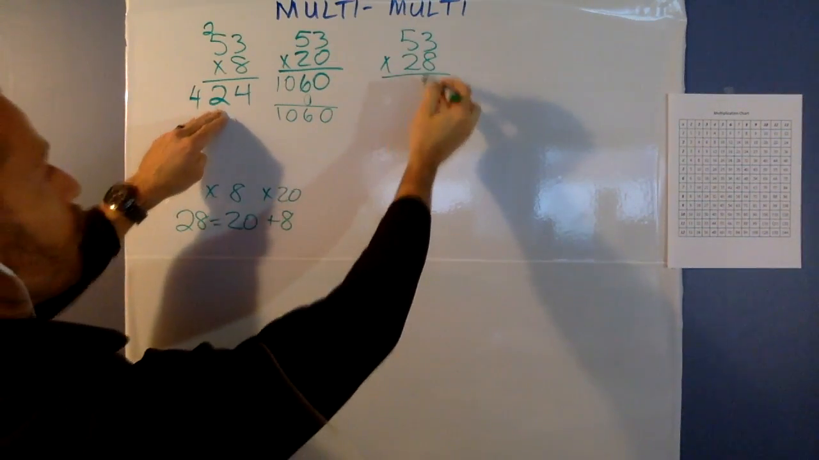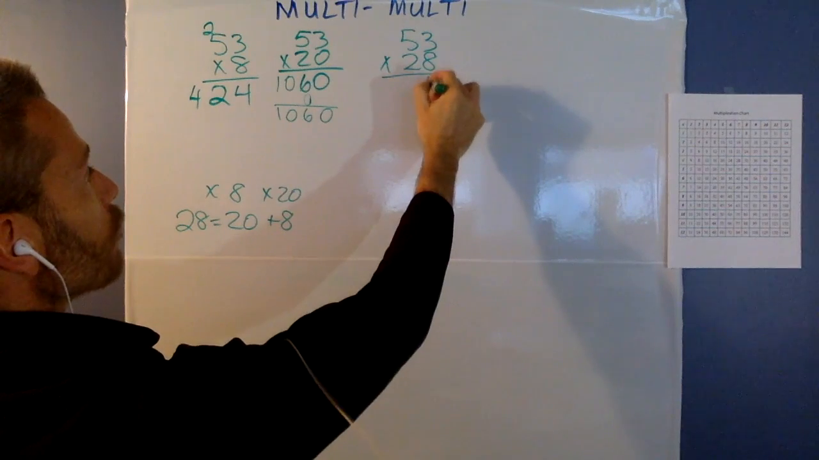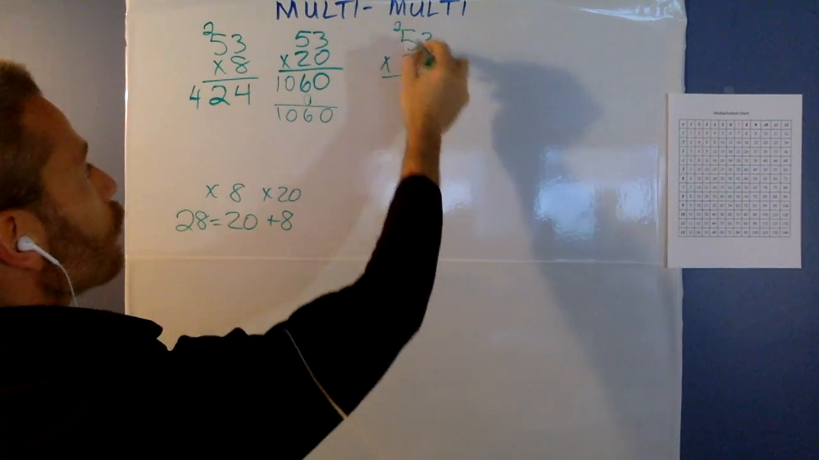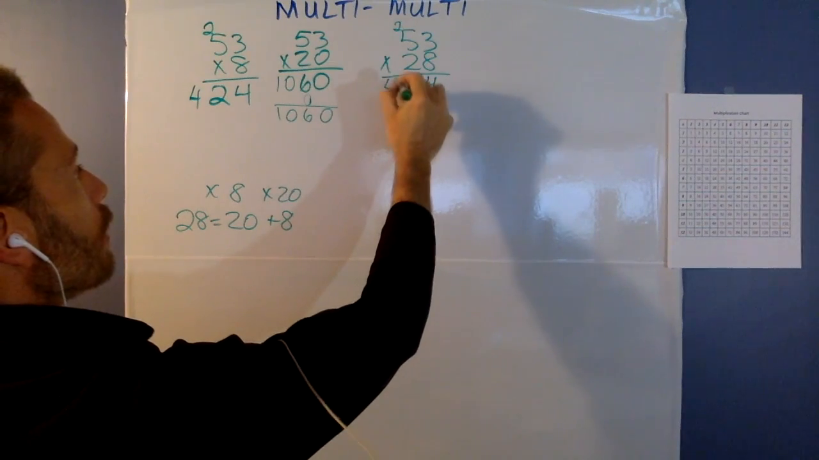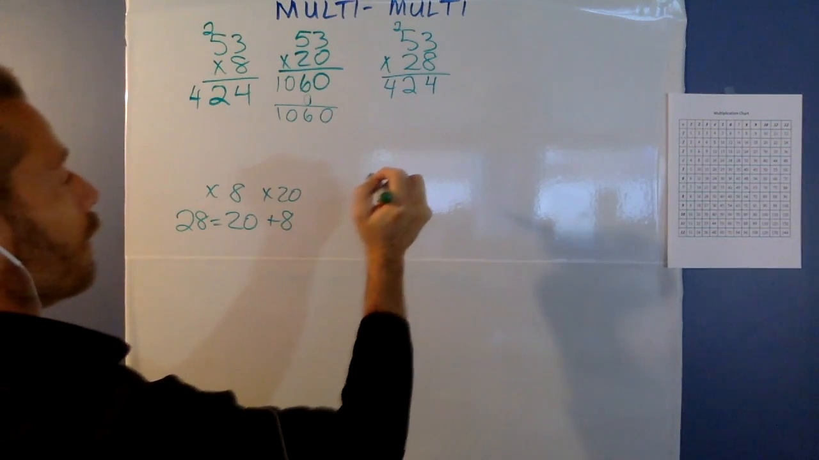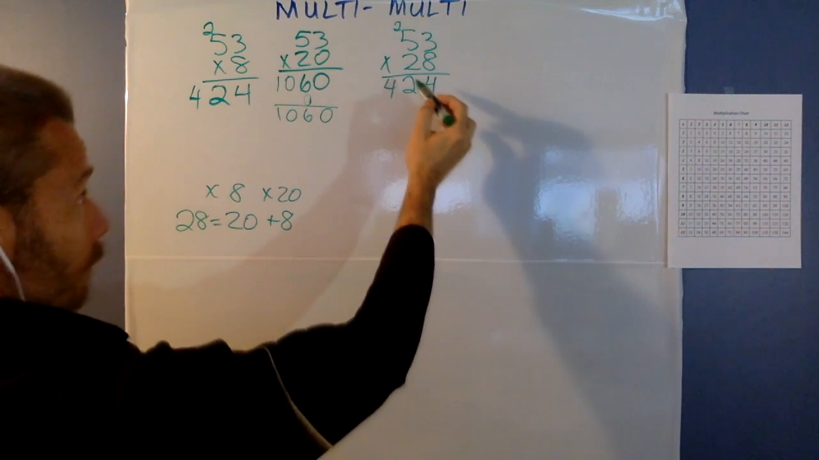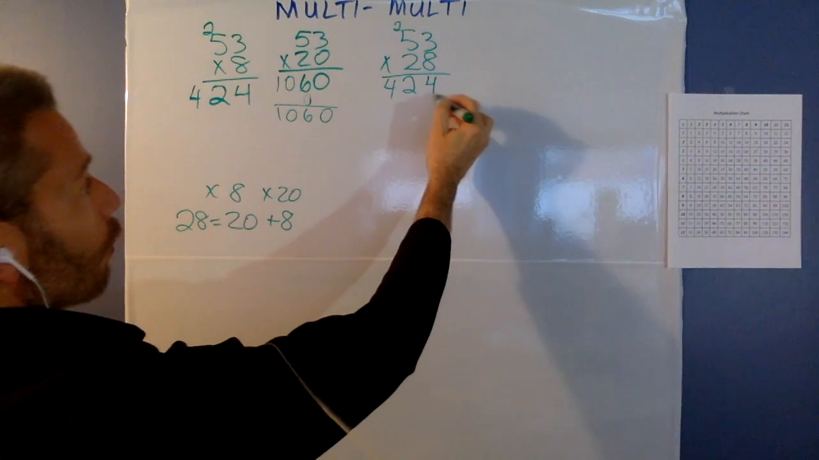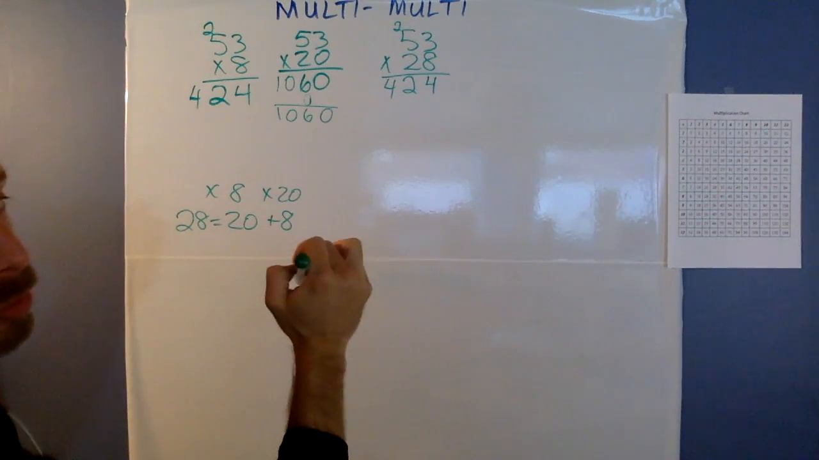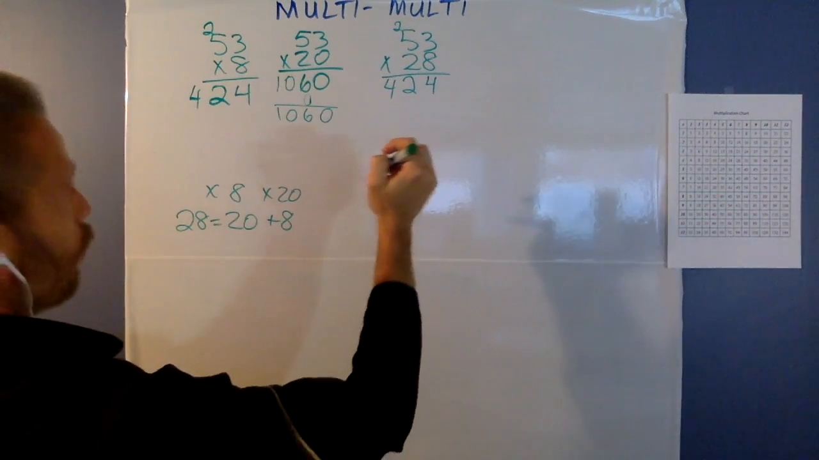We've done it over here. We'll do it again. 8 times 3 is 24. Put the 2 up top. 8 times 5 is 40. Drop the 2 and put that down there. Now, one thing that people typically do is they will put a 0 right here. And we're going to do that too, but I want to explain why.